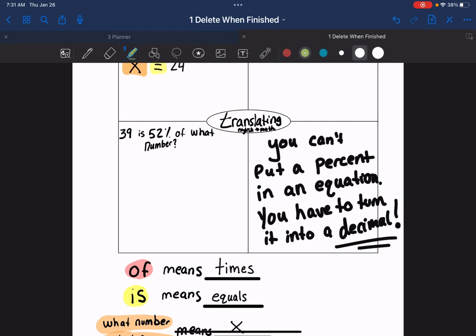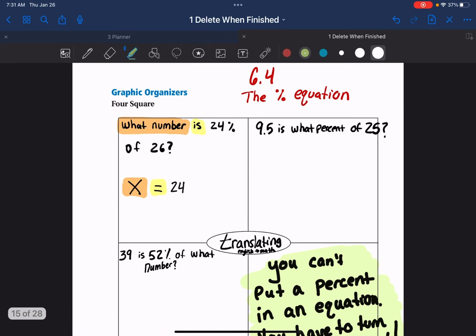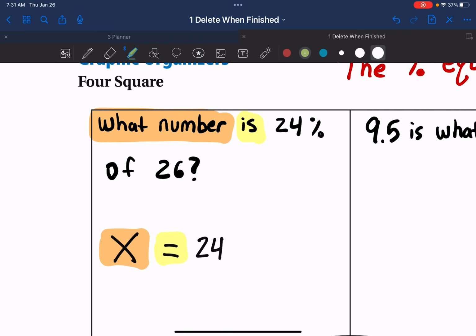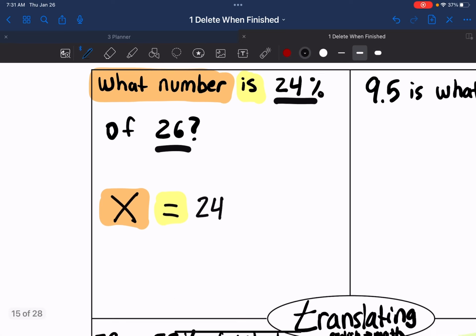Let me see here, but green. You can't put a percent into an equation. You have to turn it into a decimal. Okay, so going back to our little equation we got going on over here. When you come to numbers like 24% and 26, you just stick those into the equation, okay? But we just learned you can't stick 24% into the equation.